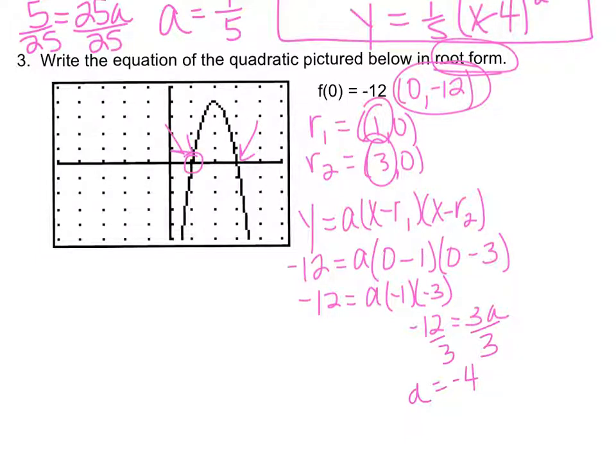So once we find a, again, we're going to plug it back in without plugging in for x and y, because we need that in our function. So y equals a, which is -4, times x minus R1, which was 1, R2, which was 3. And it doesn't really matter which one's R1 and R2, so you could have written -4 times x minus 3 times x minus 1.